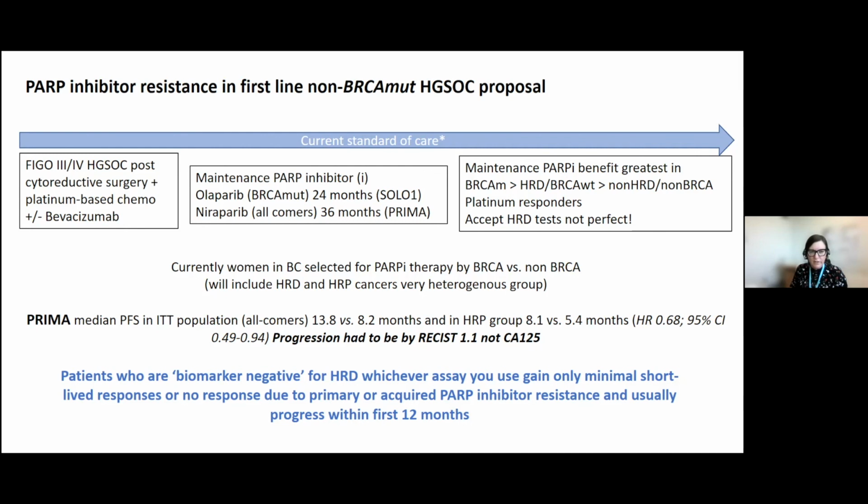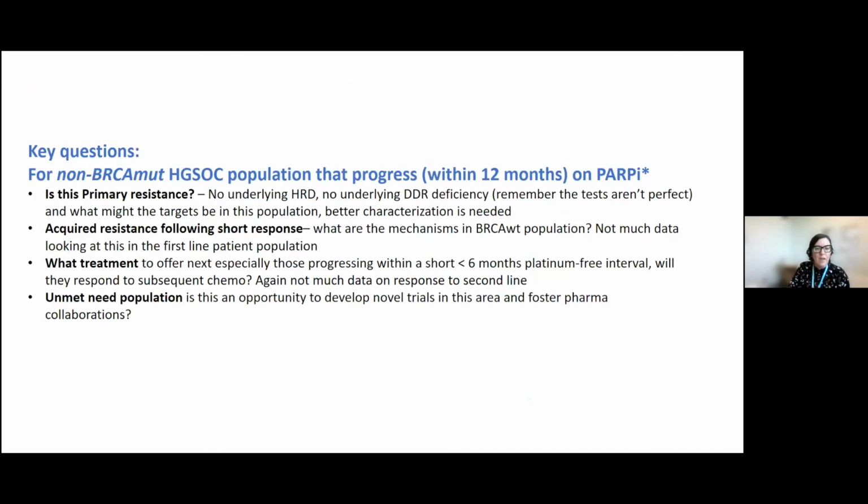And what I'm interested in looking at is those patients that do not respond that well, so perhaps progress within the first 12 months of a PARP inhibitor in the frontline setting. And I think the key questions in this group are: is this primary resistance? So did they not have underlying HR deficiency, or have they acquired resistance, and what's the mechanism?